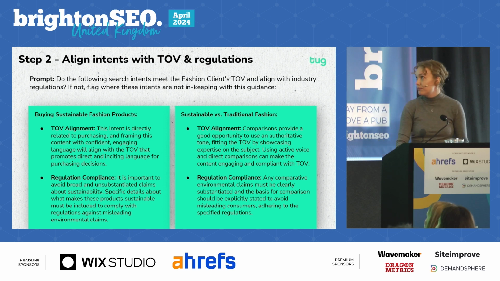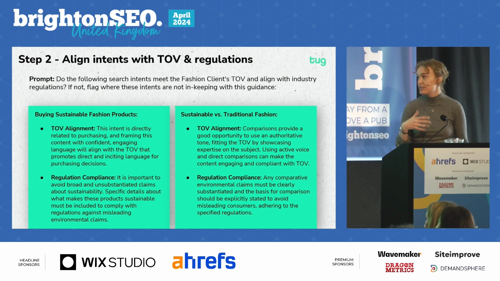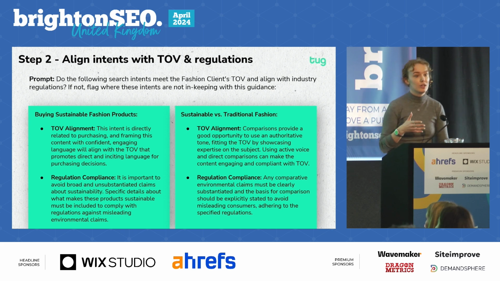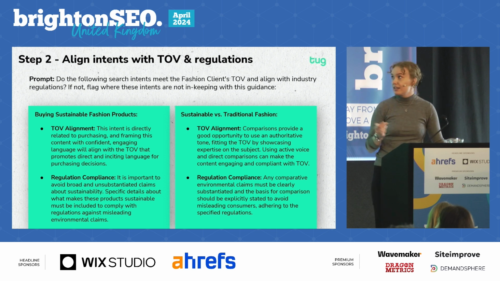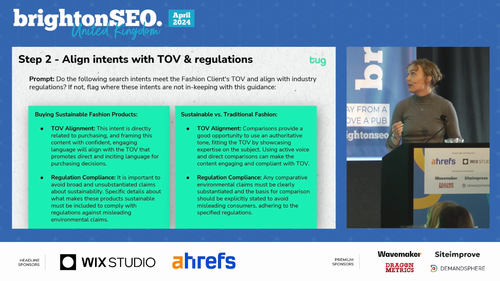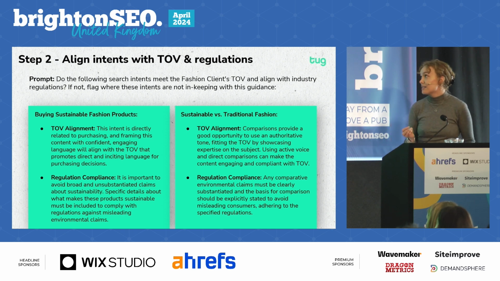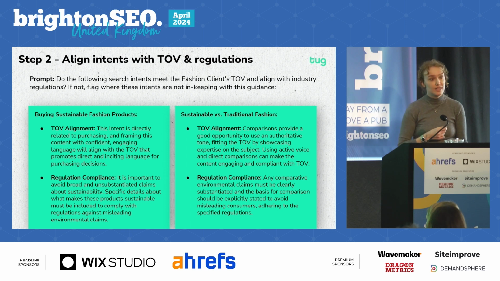So I'll just show you an example of how this works. So I've pulled out, for this example, the intents the intent mining tool unearthed earlier on. So I've gone to my virtual tone of voice editor and I've prompted it by saying, do the following search intents meet the fashion client's tone of voice and align with industry regulations? If not, flag where these intents are not in keeping with this guidance. And then I've just popped in all of the intents.